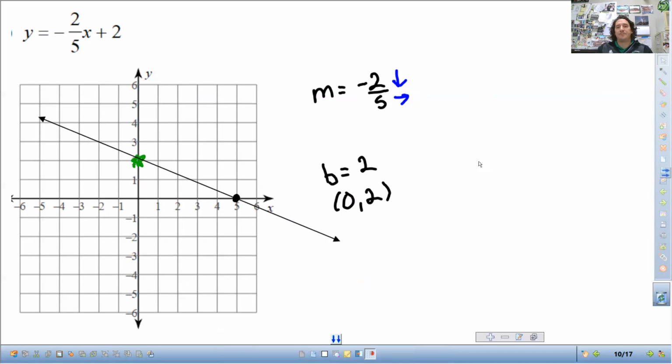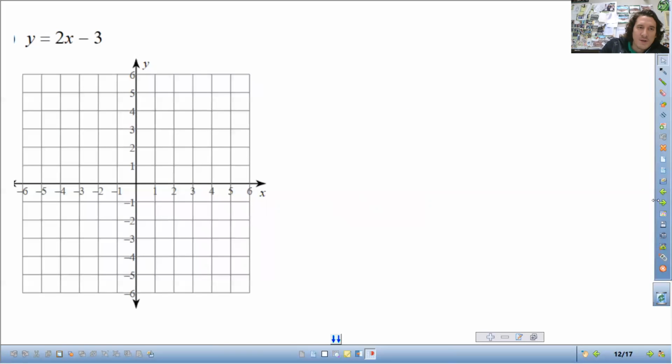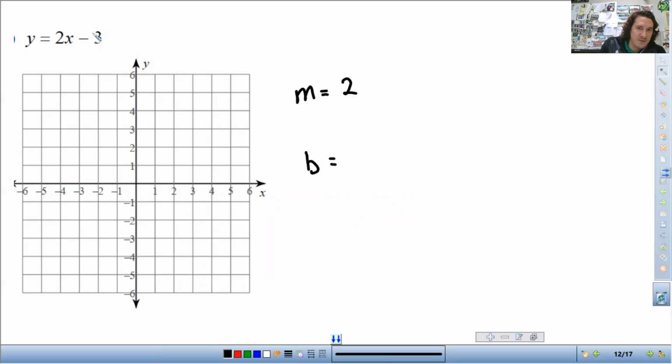So almost done. Just a few more examples. We're going to look at what to do if the slope is not a fraction. So I'm going to start off the same way. I'm going to identify what the slope is. It's positive 2, and the B value is negative 3 here. So B is negative 3, so it means I'm going to start my graph at 0, negative 3. I put a green star at that starting point.